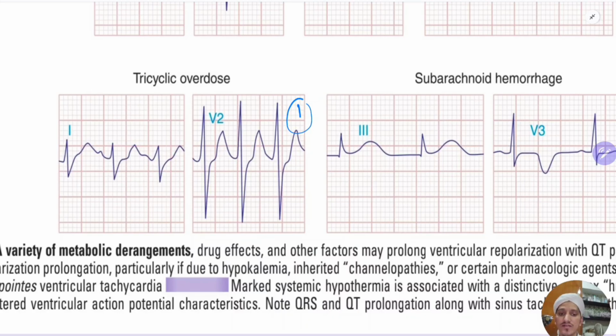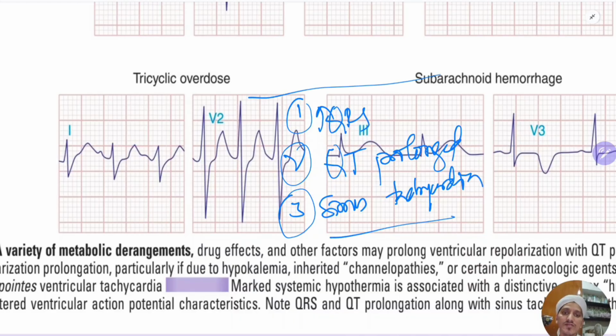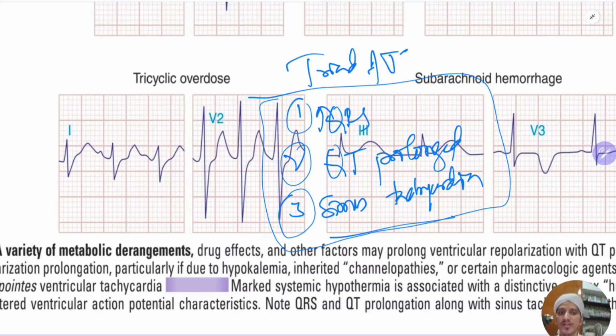3 things: QRS width is increased, QT interval is prolonged, third, there will be sinus tachycardia. So these are the 3 things: triad of TCA overdose. You should differentiate this from severe hyperkalemia, because there also you see QT prolongation, increased QRS width, tachycardia, everything will be there, but peaked T waves will not be there in TCA overdose.